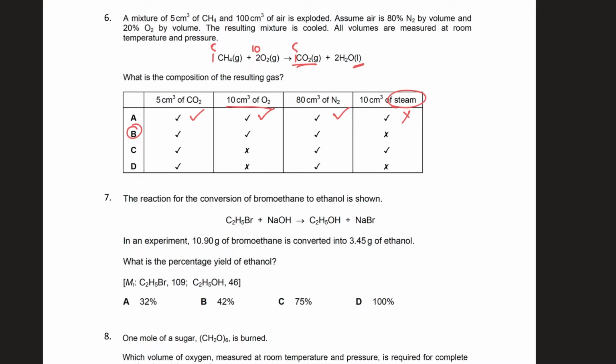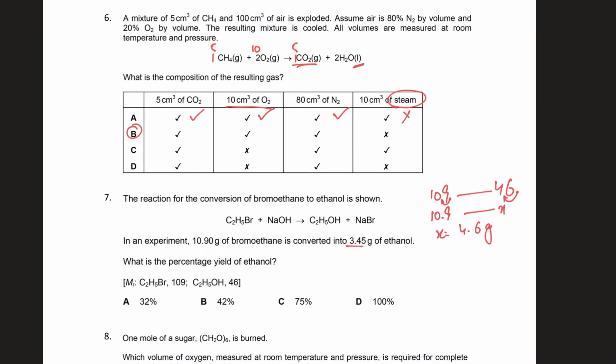The reaction for conversion of bromoethane to ethanol. This is an equation that we just saw in question number 5. In an experiment, 10.9 grams of bromoethane is converted to 3.45 grams of ethanol. What is the percentage yield of ethanol? Again, very similar question. We have already done this in different values. So 109 gram produces 46 grams. So 10.9 should produce X. This is pretty straightforward. Notice that the decimal has moved just one step, so that's going to happen here as well. So I'm going to get X equal to 4.6 grams.